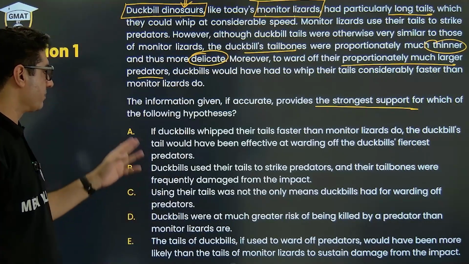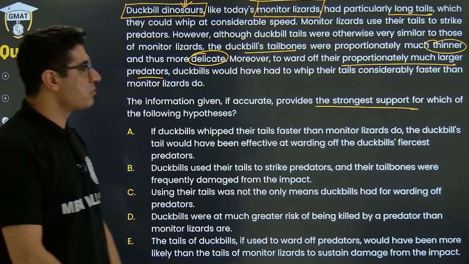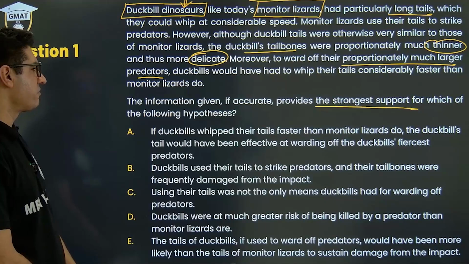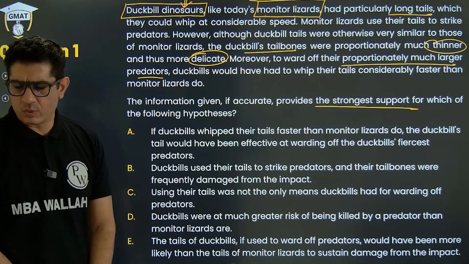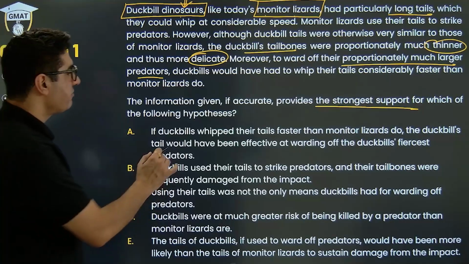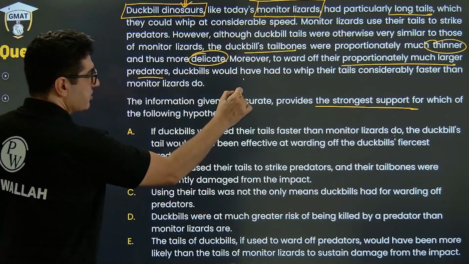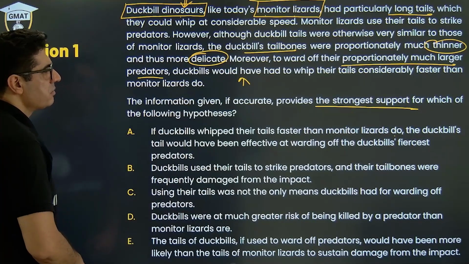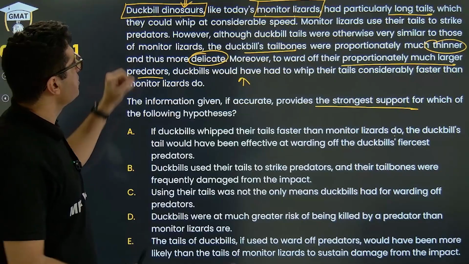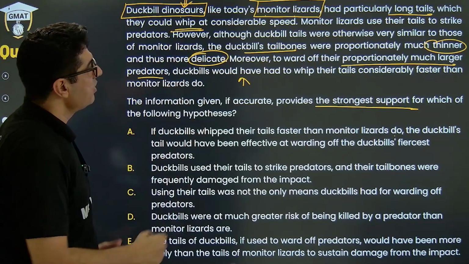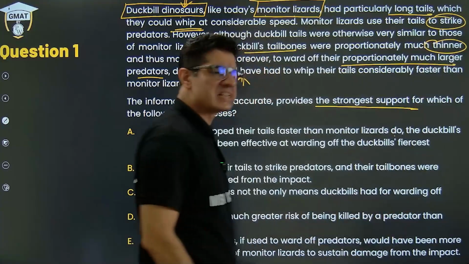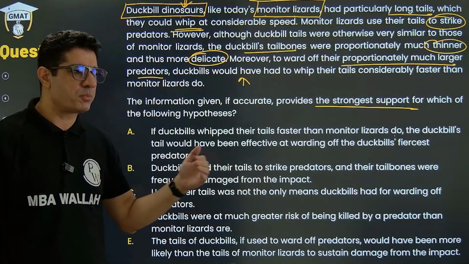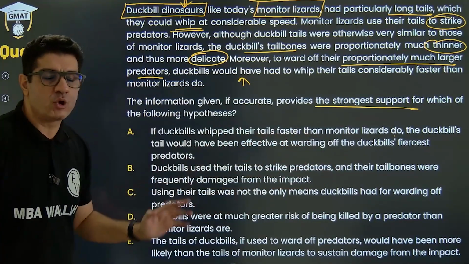Now let's start evaluating. A, if duckbills whipped their tails faster than monitor lizards do, the duckbill's tail would have been effective at warding off the duckbill's fiercest predators. What do you think? So, if duckbills whip their tails faster than monitor lizards do, अच्छा इनको fast करना पड़ता, the duckbill's tails would have been effective at warding off the duckbill's fiercest predators. तो देखो, जब भी आप किसी predator पे अपना tail whip करते हैं, what do you do? You are striking. Now, if you strike your predator, is there a guarantee that your predator will back off and will no longer attack you?